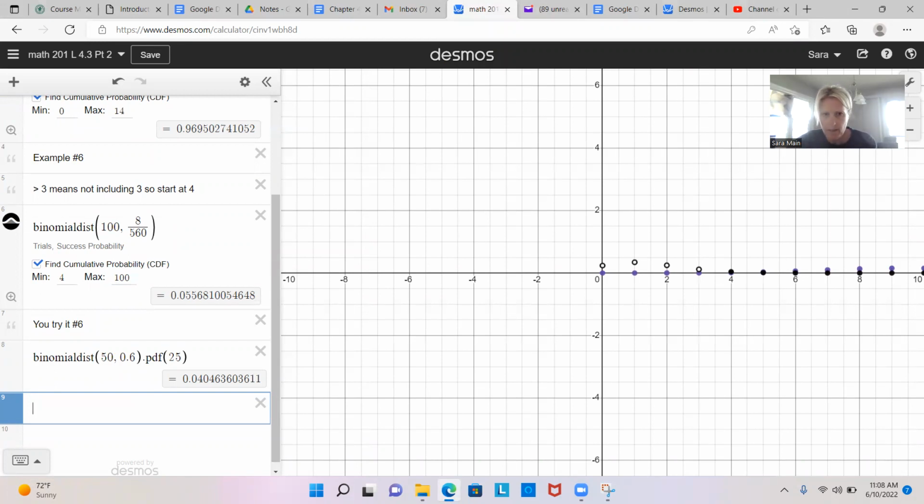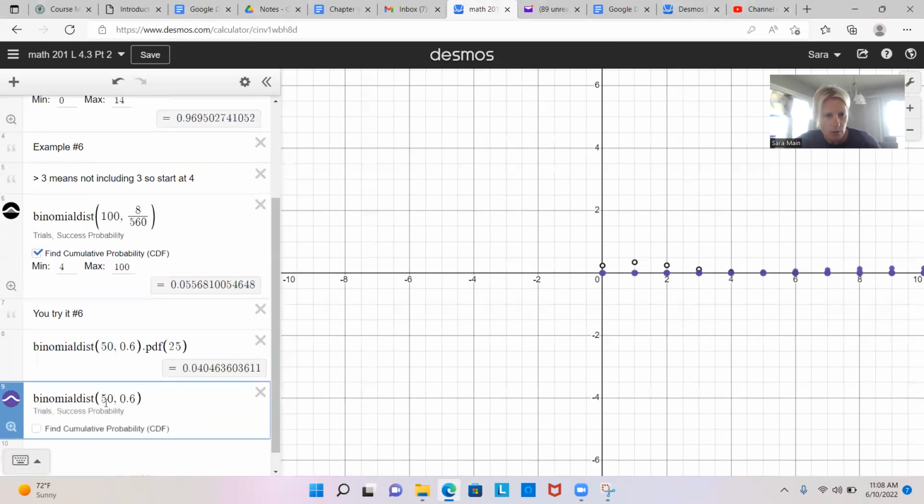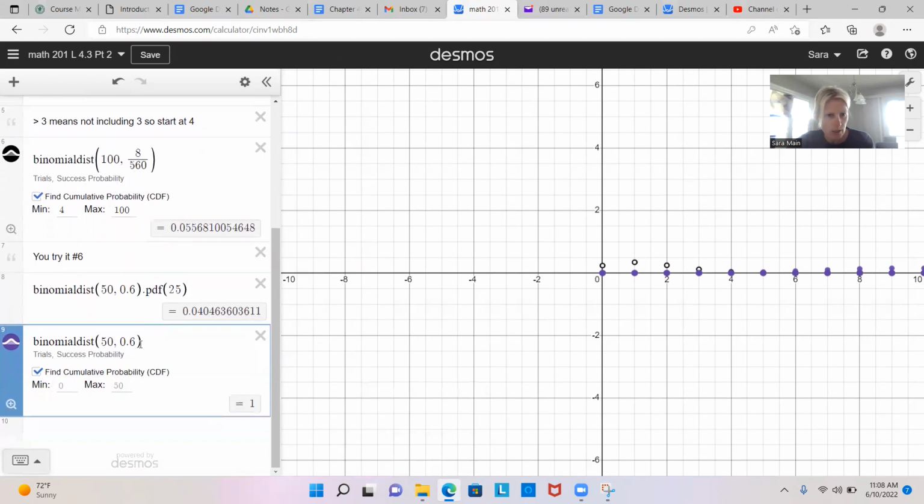So it's pretty high, that 60% is pretty high of adults that prefer saving over spending, sorry. Okay, and then I'm going to copy everything but the PDF to do the second one, because it's a cumulative. And it was at most 20, so that means that we're going to include 20. So 0 to 20. And that probability is 0.0034.